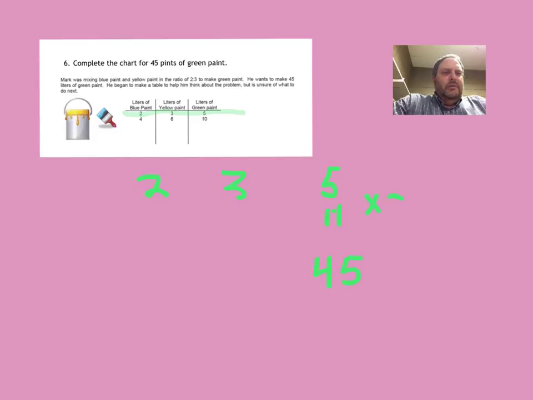And since these are ratios and they need to be equivalent, that means we're doing the same thing with these others. So 9 times 3 is 27. And 9 times 2 is 18. If we add 18 and 27 together, carry the 1, we do indeed get our 45 liters. So this is how I would complete that chart. The missing row should be 18, 27, and 45.